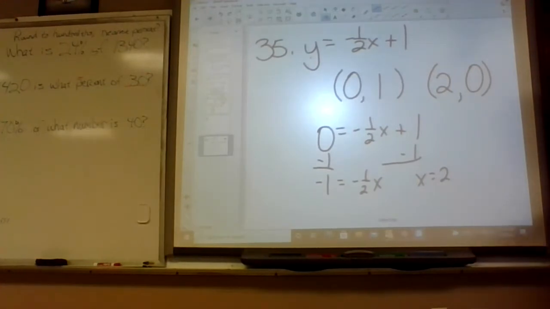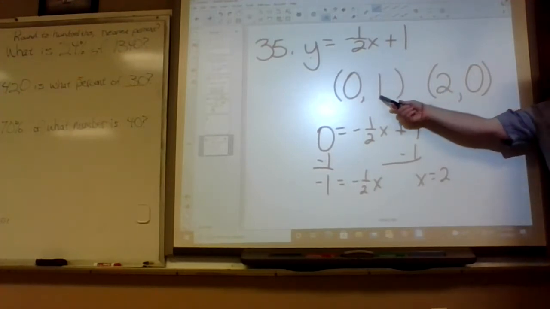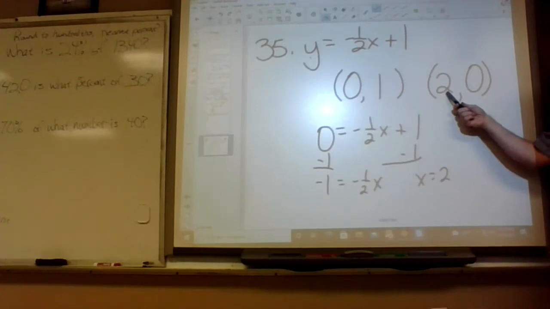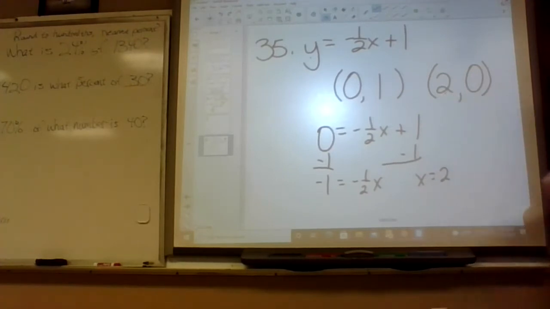So when we graph it, no, these are two separate dots. Go up 1 and put a dot. And you go right 2 and put a dot. And then just draw the line between them. You should be doing that now on that little sheet of paper.